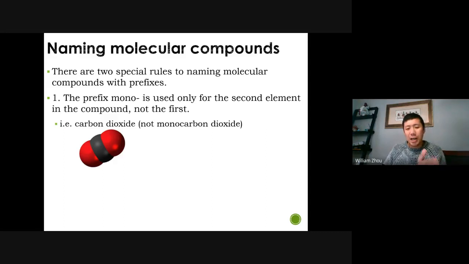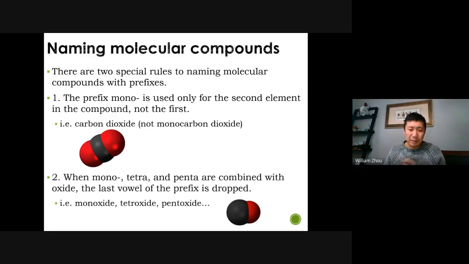So carbon dioxide. But if it comes second, if it's the second element, CO, then you have to say it. Monoxide, yeah, because it comes second. Carbon monoxide, you have to say the mono. Okay? Second element, if it's 1, you have to say the mono. The first one, you don't.